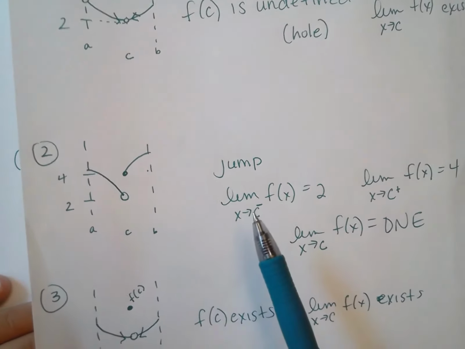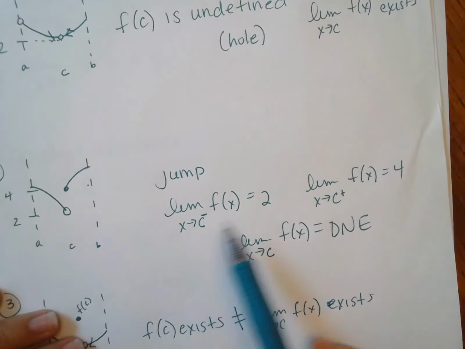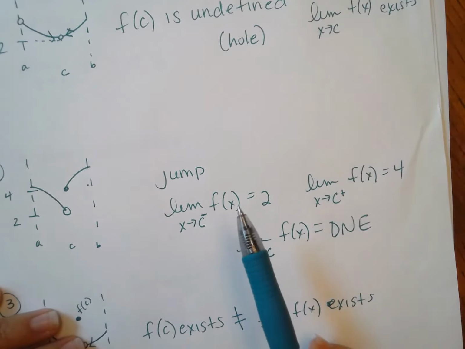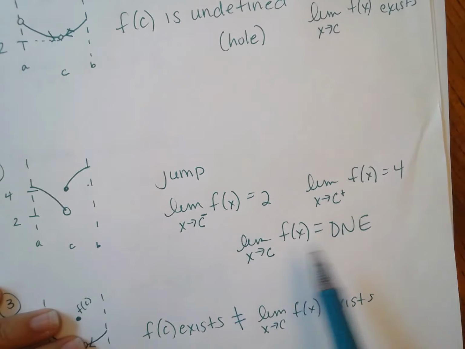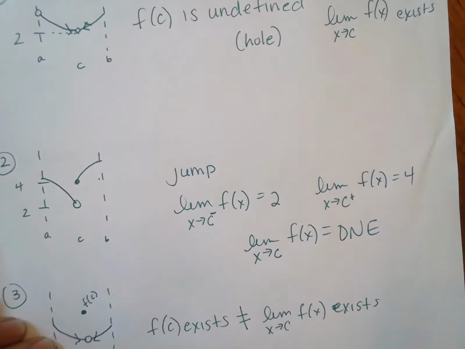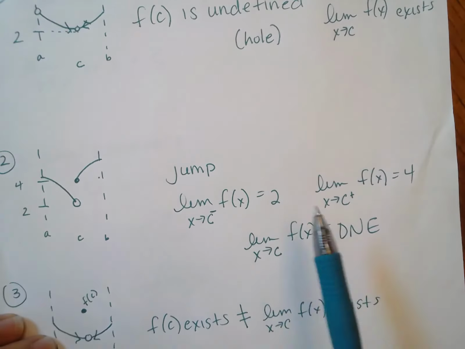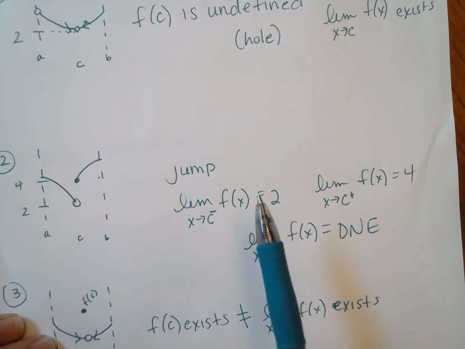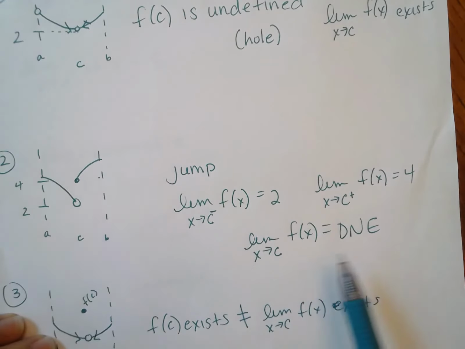With a jump, we find that the right and the left-hand limits are there, they're just different, and so the overall limit doesn't exist. So if you're trying to justify a jump discontinuity with limits, you show the right, and the left, and they're different, and so the overall limit doesn't exist.